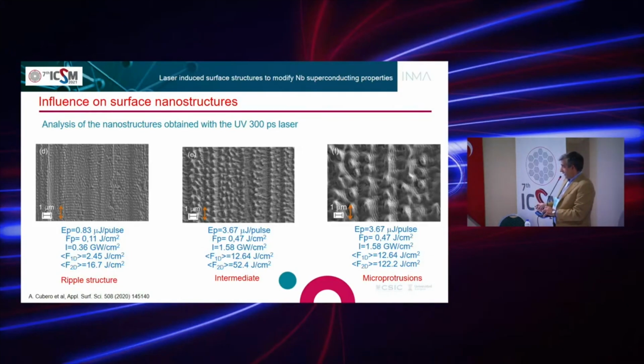When you go to very high levels of energy, then you have what we call micro protrusions, in which you have this kind of structures, and usually the distance between two of these points is of the order of microns. And in the middle you have some structure that moves from this to this. Okay.